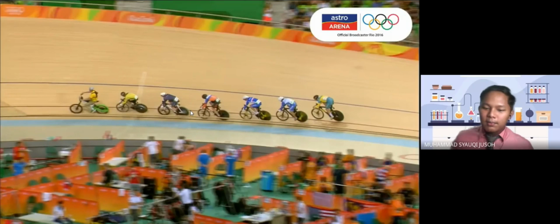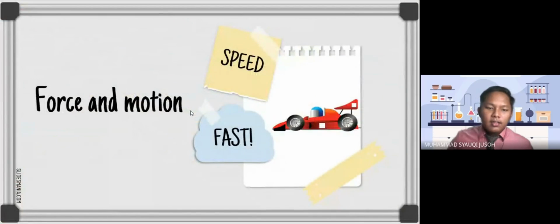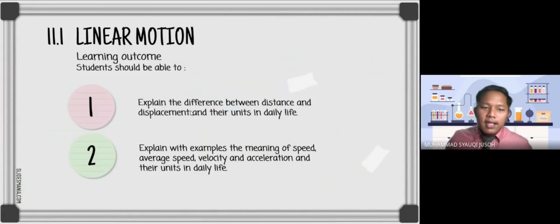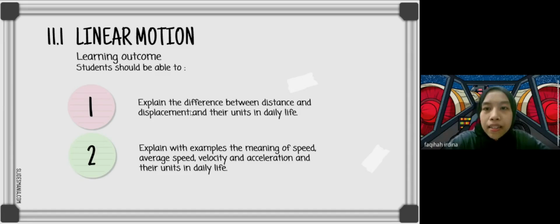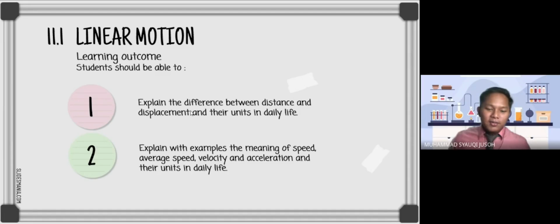So today we will learn about the first subtopic, which is 11.1 linear motion. Now, let's see our learning outcome. At the end of this lesson, students should be able to explain the difference between distance and displacement and their units in daily life. And second, you will be able to explain with examples the meaning of speed, average speed, velocity, and acceleration, and their units in daily life. Okay, who's the best? We are the best. Okay, good students.